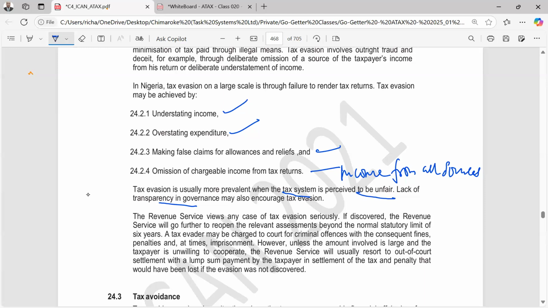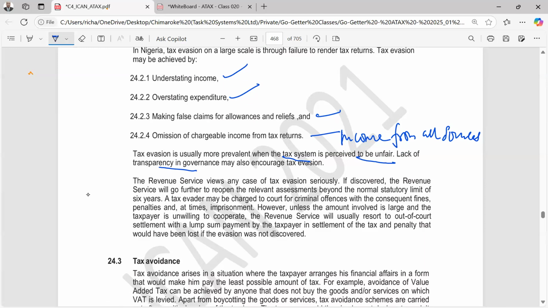The Revenue Service views all tax evasion as a serious offense, and they will do everything to bring someone to justice. So tax evasion is a serious offense that attracts fines, penalties, and imprisonment.